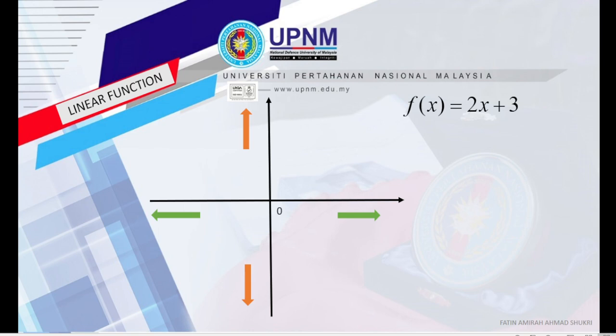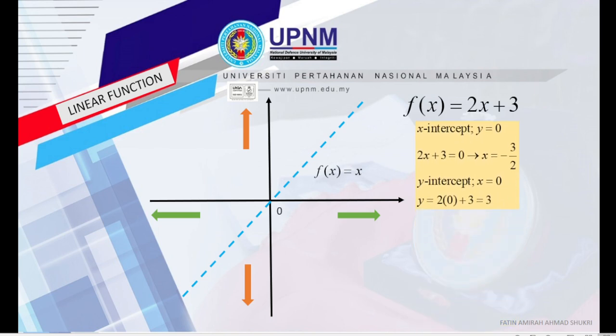Okay, straight line graph. We can see here, this is the basic graph for linear, y equal to x. So if you have the graph 2x plus 3, with a constant here, then you have to find the x and y intercepts. As usual, for the x intercept, y equals 0, and for the y intercept, x equals 0. So we have the intersection points here, then just draw the straight line graph. This is the simplest function.